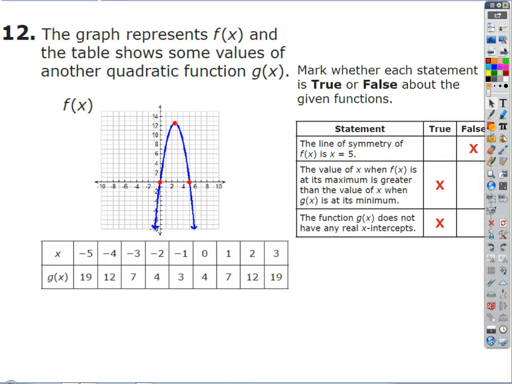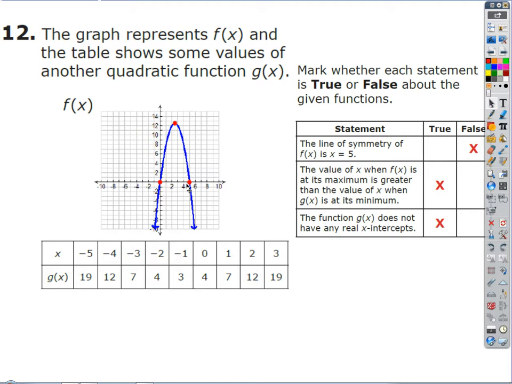All right. How about this? The graph shows f of x. The table shows some values of another quadratic function g of x. The line of symmetry of f of x is x equals 5. That's false, right? False. It should be 3. The value of x when f of x is at its maximum is greater than the value of x when g of x is at its minimum.